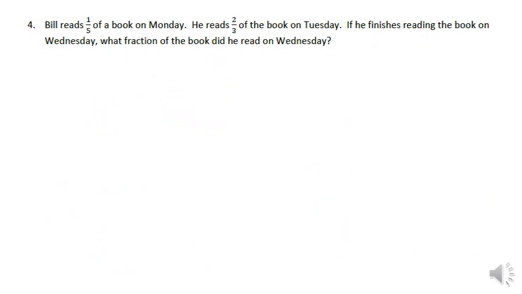Our last problem, number 4. Bill reads 1/5 of a book on Monday. He reads 2/3 of a book on Tuesday. If he finished reading the book on Wednesday, what fraction of the book did he read on Wednesday?